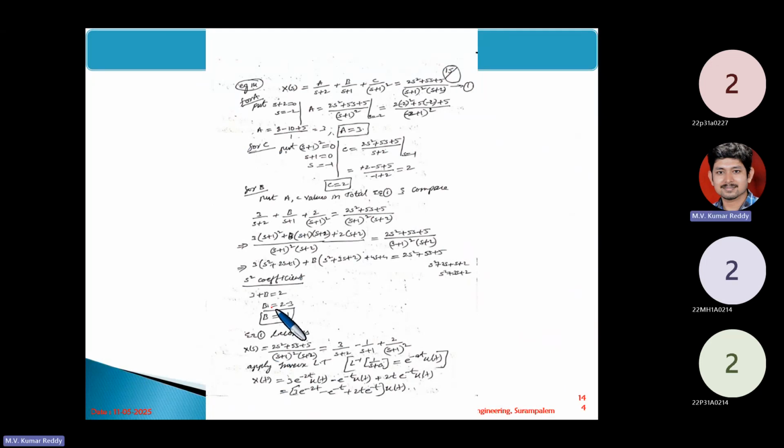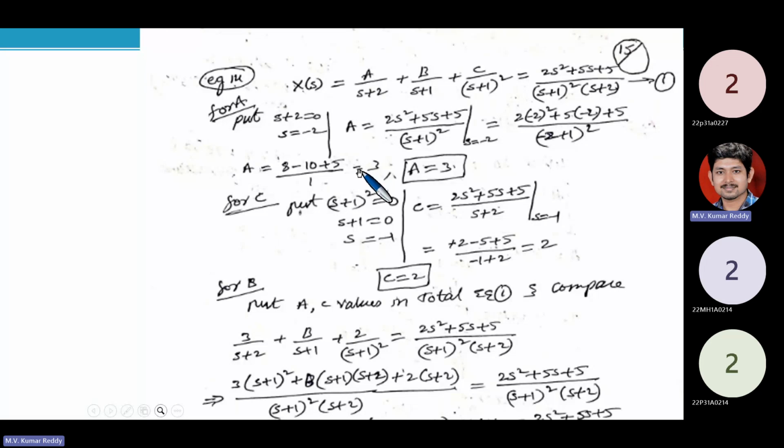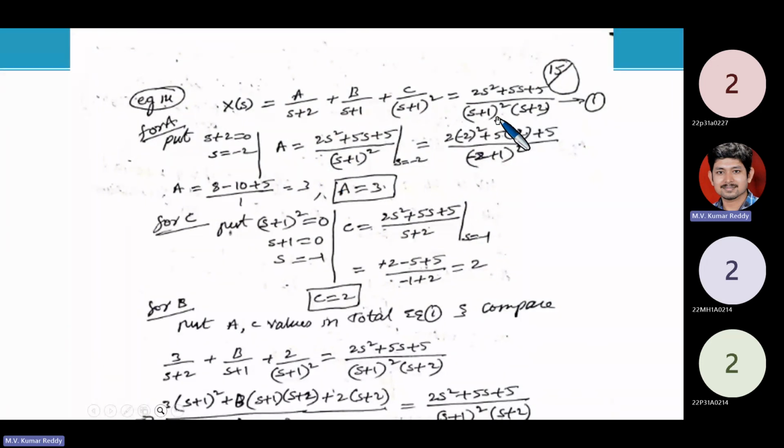This is type 3, that is s square. This is type 3 in partial fractions, proper fractions. This is a proper fraction, but we have s plus 1 whole square. This can be written as a by s plus 2 plus b by s plus 1, and these have two times.